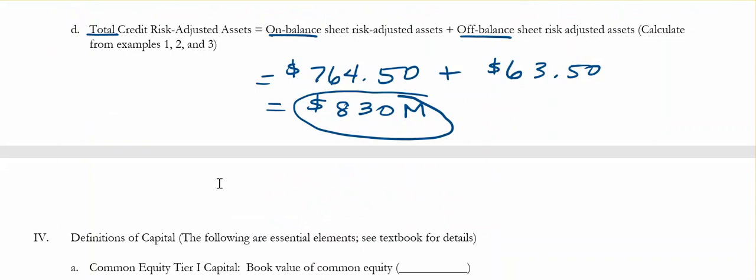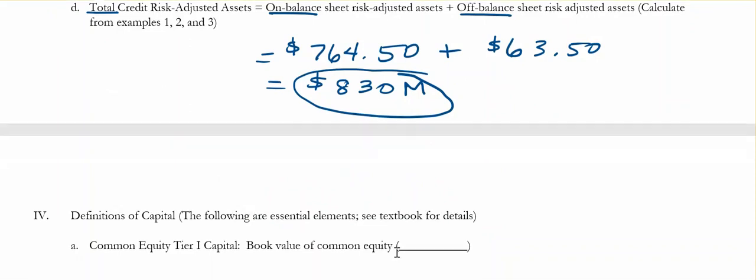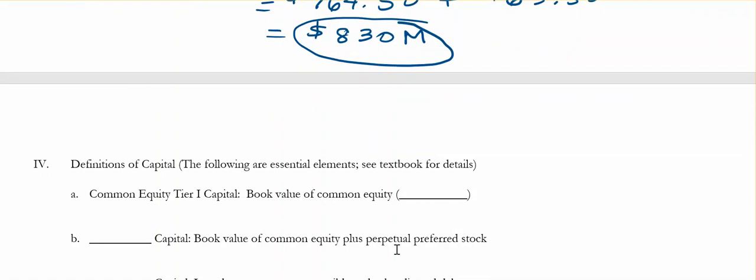All right, now what do we do with the risk-weighted assets or risk-adjusted assets? Before we get into it, we need to define some terms. We, remember, will divide capital by the risk-adjusted assets. And there's several different ways to define capital. The most restrictive definition is basically the book value of the common equity. And that's called Common Equity Tier 1.